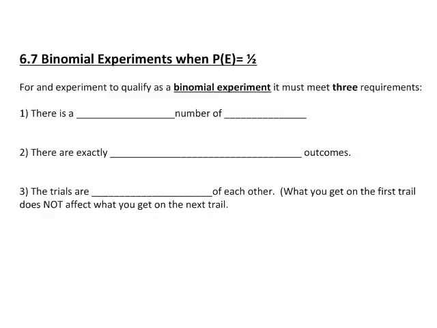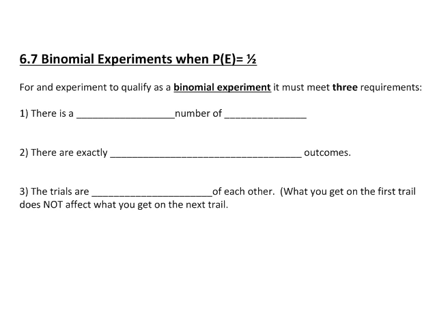This lesson is Chapter 6, Section 7. We're covering binomial experiments when the probability of the event is equal to 1/2. And I'll go through what all of that means. For an experiment to qualify as a binomial experiment, it must meet 3 requirements.